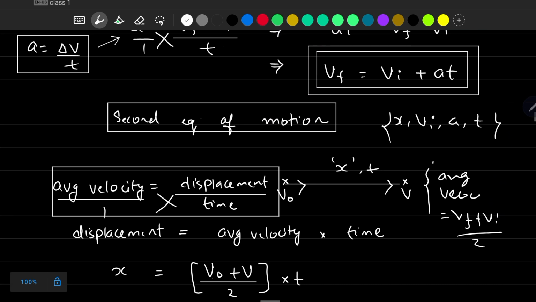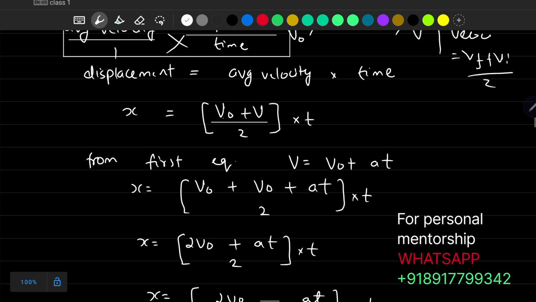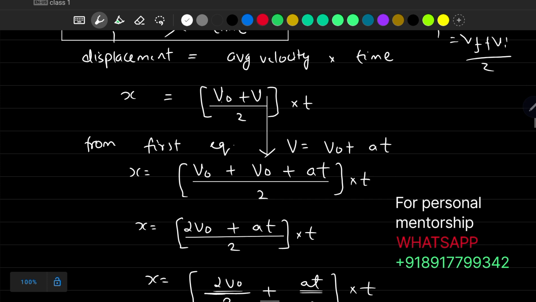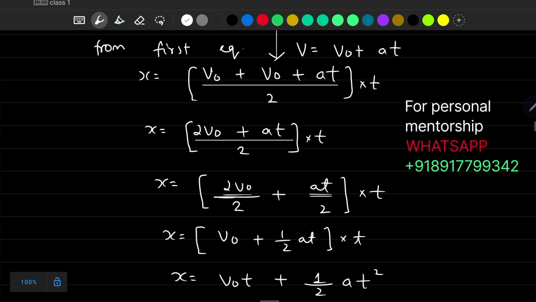Now we have already derived the first equation, that v final is equal to v initial plus at. It means this v final, v, can be written as v initial, v naught, plus at. So in the place of v we put v naught plus at. It will become 2v naught plus at, divided by 2.